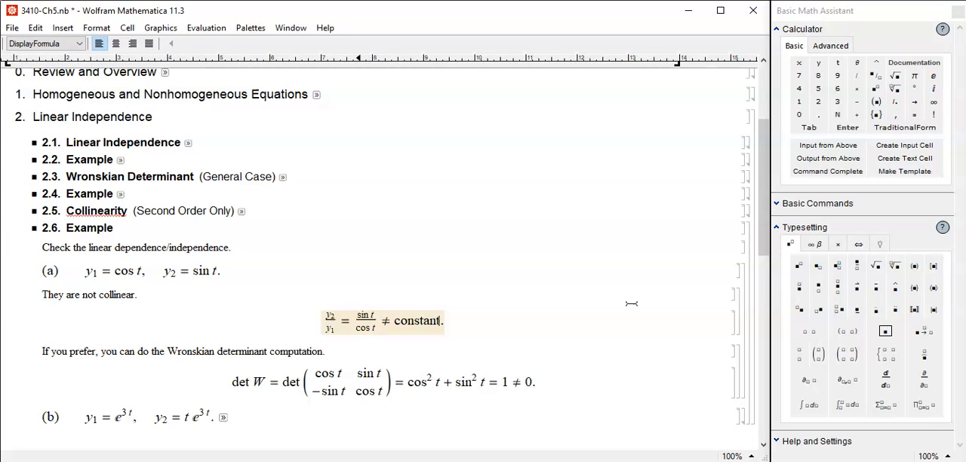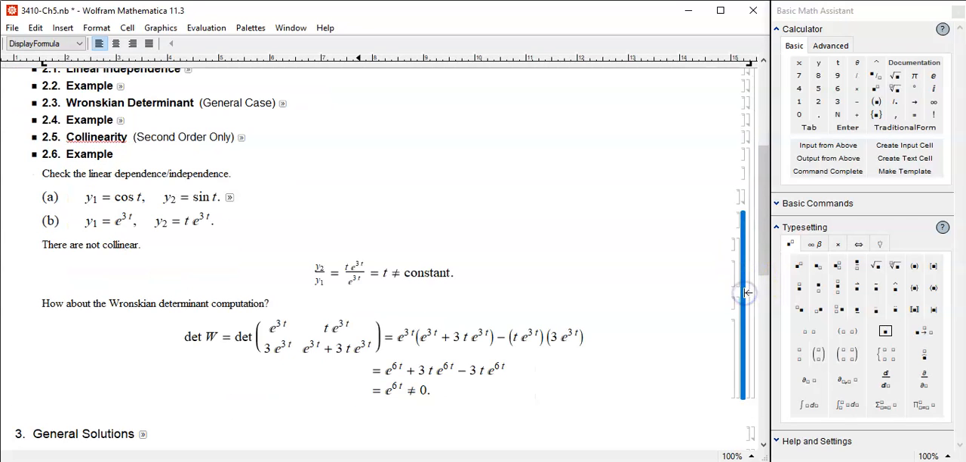Can you check it out with Wronskian? If you want to, yes you can. Start from cosine and take the derivative, we have this column. Cosine and its derivative. Start from sine and take the derivative, we have this column. And then calculate the determinant, you're going to get this computation, not zero, so linear independence. Same conclusion as before, but harder computation.